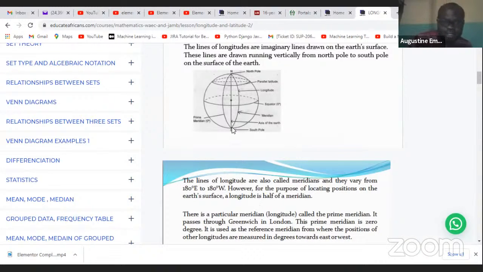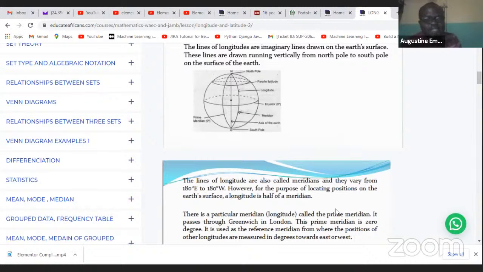is half of a meridian. This side is half of a meridian. A meridian is when you take it 360 degrees, without just one section. Now, there is a particularly important longitude or meridian. We call it the prime meridian.